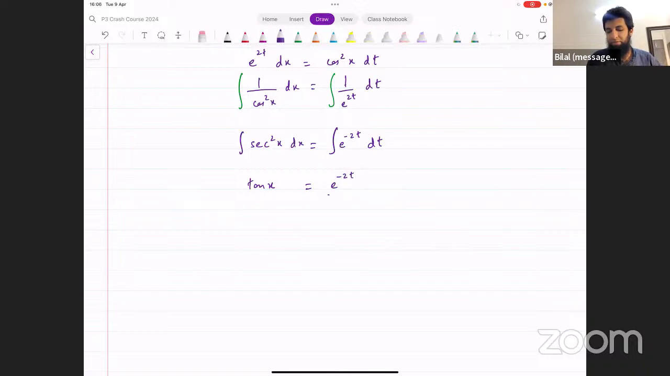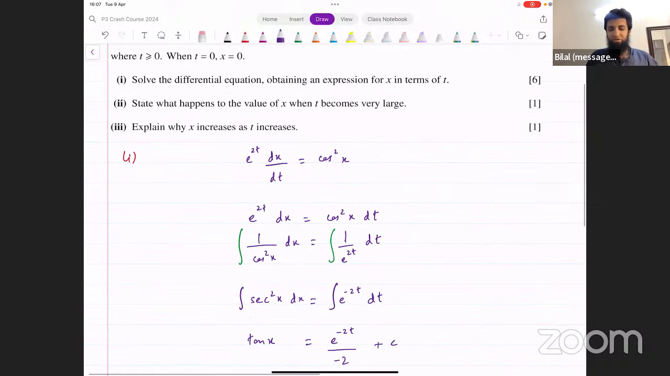But then you have to divide by the derivative of this thing. What's the derivative of minus 2t? It's minus 2, so you divide by minus 2, and you have plus c with that. All right, so you put plus c on any one of the two sides, it doesn't matter. We are putting plus c on the right side here, okay? That's the differential equation solved.